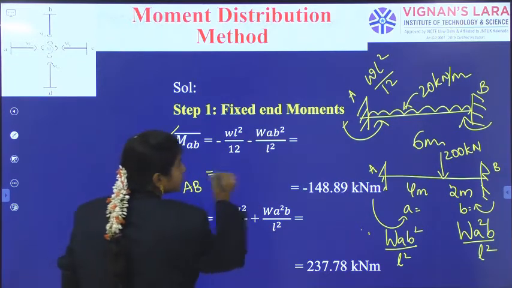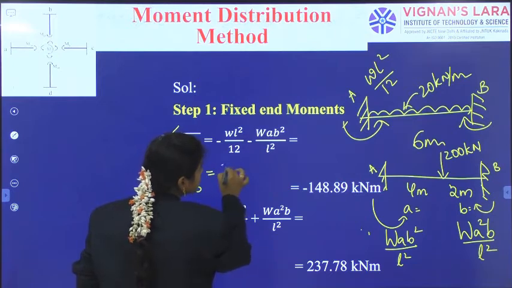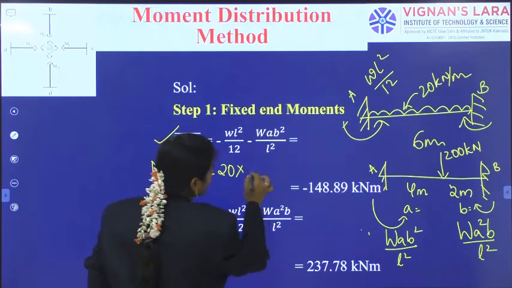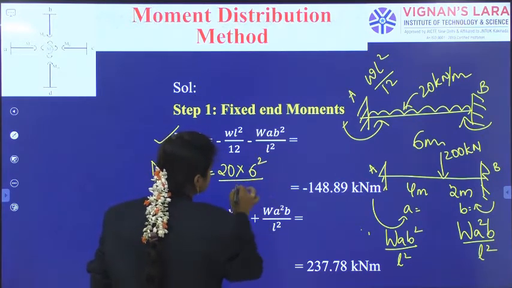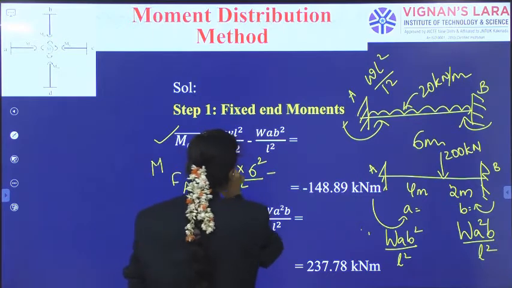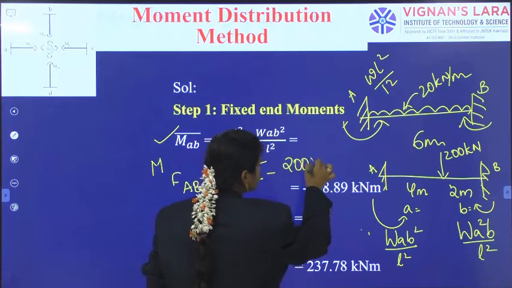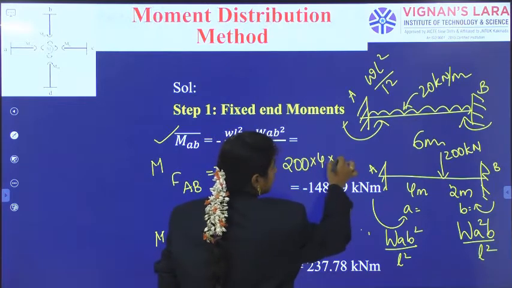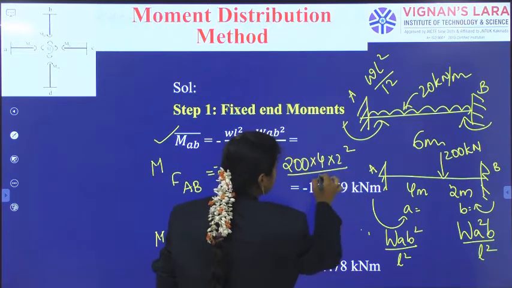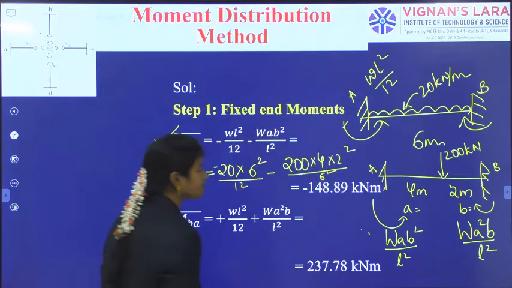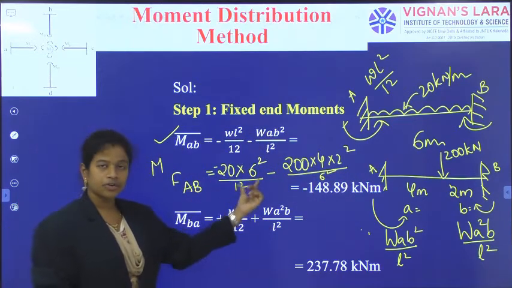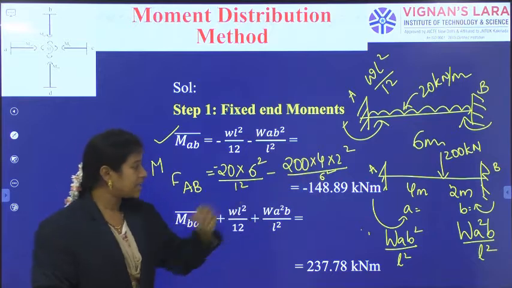In this way, the W intensity we have got as 20, the length as 6, and 12. Again, this is also with a minus and this is also with a minus. A 200 kilonewton load with 4 and 2 square divided by 6 square, right? So this is minus WL square by 12 minus WAB square by L square.